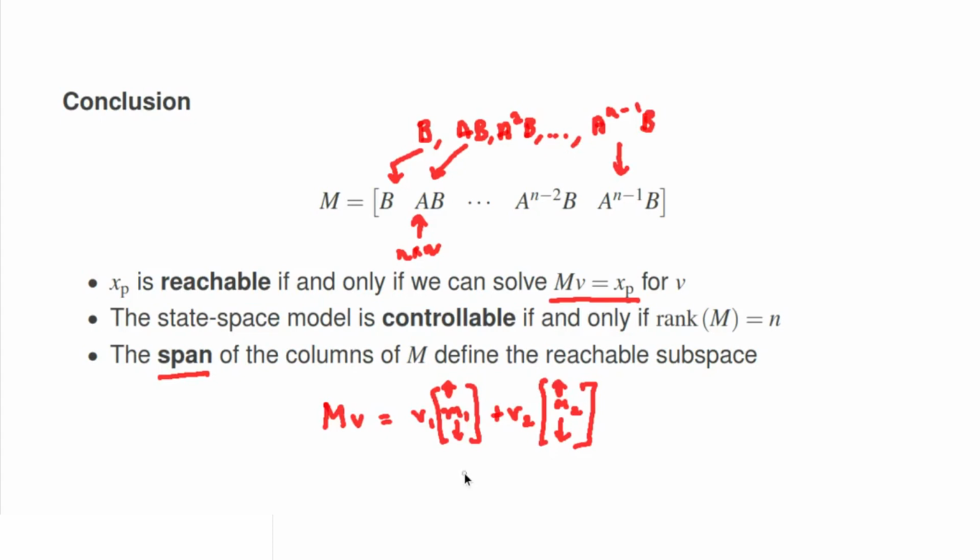Provided this span was the entire state space, the model was controllable. In fancy language, this is equivalent to saying that the rank of the matrix is equal to n.